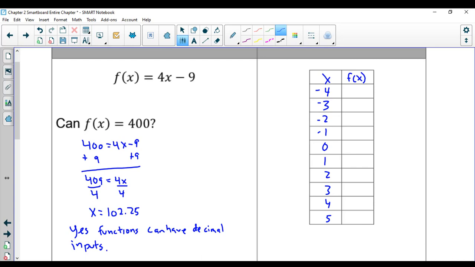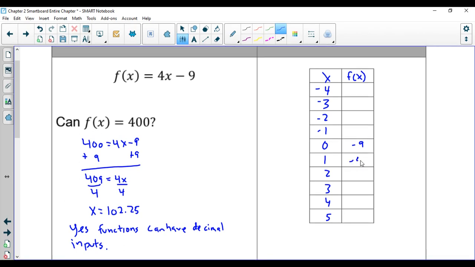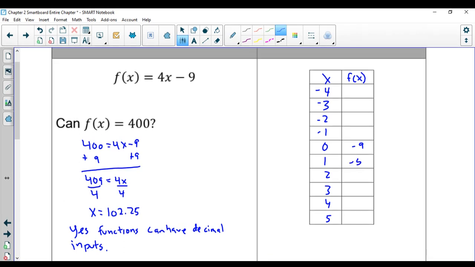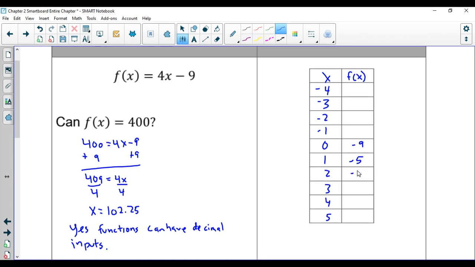And so if we just plug in numbers here to start, if I plug 0 in, 4 times 0 is 0, minus 9 is -9. If I plug 1 in, 4 times 1 is 4, minus 9 is -5. If I plug 2 in, 4 times 2 is 8, minus 9 is -1. And we see we have a pattern of +4.